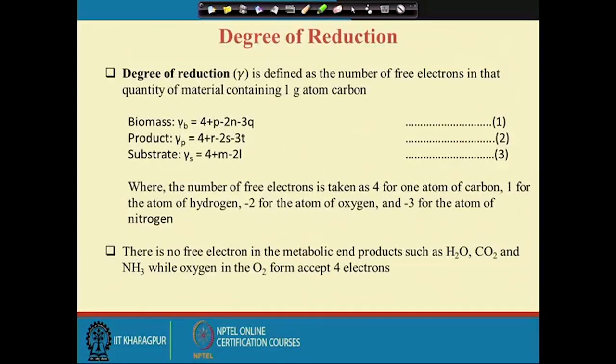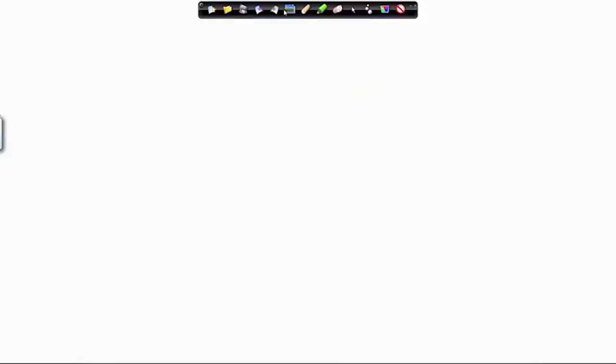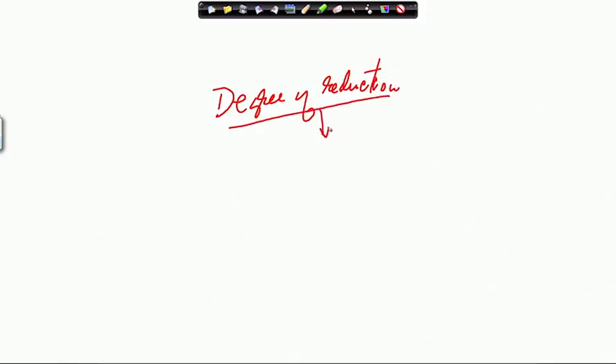Now let me discuss the degree of reduction. What do you mean by degree of reduction? Degree of reduction is basically the free electrons present in any kind of reactant or product. Now, the question comes, how do you calculate the free electrons?